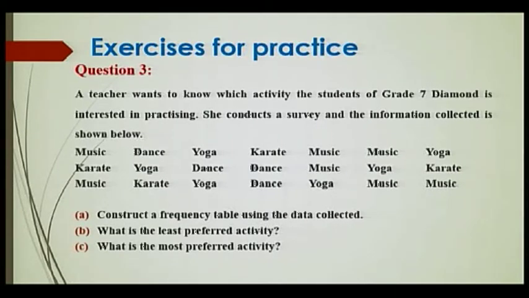The next question: a teacher wants to know which activity the students of grade 7 Diamond are interested in practicing. She conducts a survey and the information collected is shown below. So these are some of the activities that the students are interested in participating in. And you have to construct a frequency table and answer these two questions. What is the least preferred activity and what is the most preferred activity?